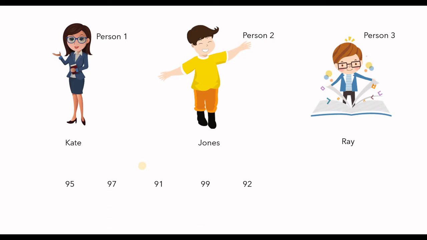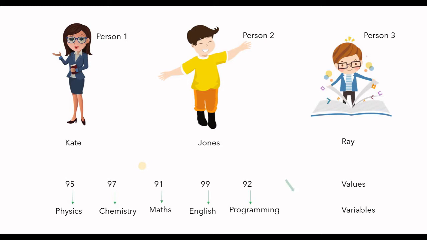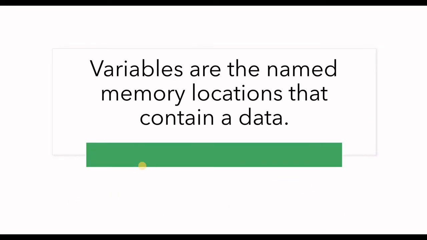Similarly, for the values which we use in a program, suppose the marks you scored in your subjects: physics, chemistry, maths, English and programming. These can be the names of the values. Alright, so whenever you call chemistry, the number 97 should come to you. Hence, these are the values and the names are called the variables. So, we can say that variables are the named memory locations that contain a data.